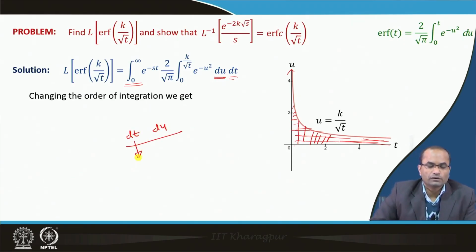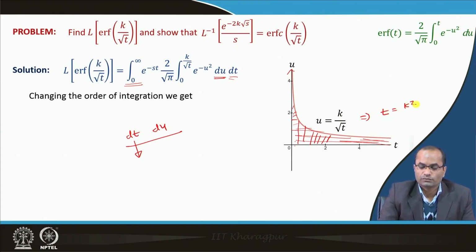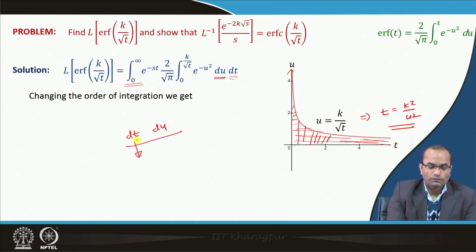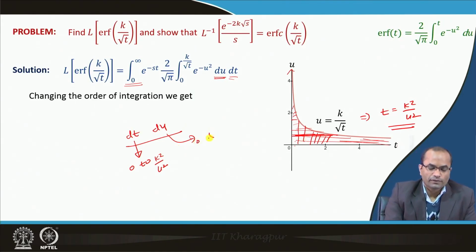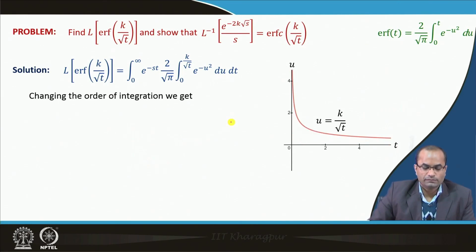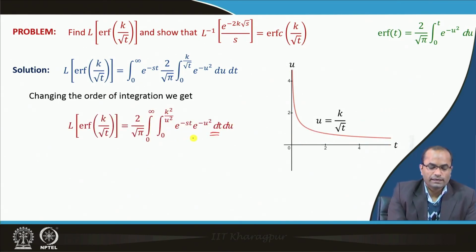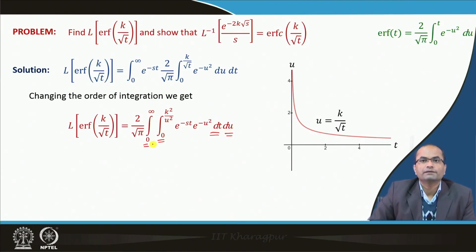So, concerning the limits now, the inner one, that is t. Here u equals k over square root t can be written as t is equal to k square over u square. So, now the limits of t will go from 0 to this graph, that means t will go from 0 to k square over u square, and then the outer one, the fixed limits for u, will be 0 to infinity. So, we can change now these limits, and we will get for t, 0 to k square over u square, and for u, 0 to infinity.